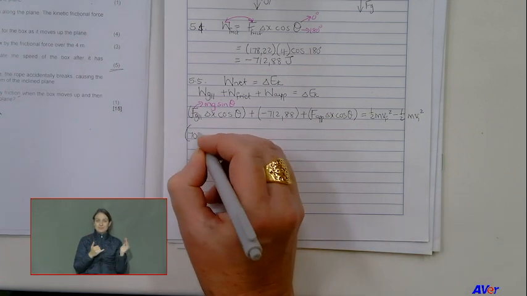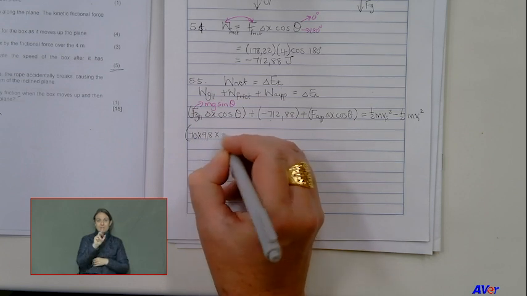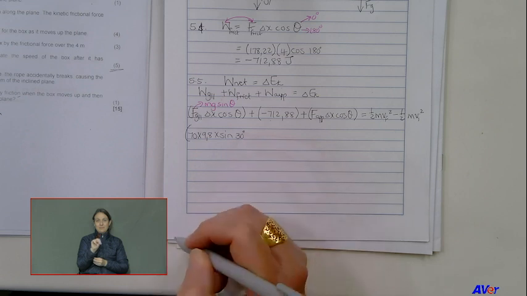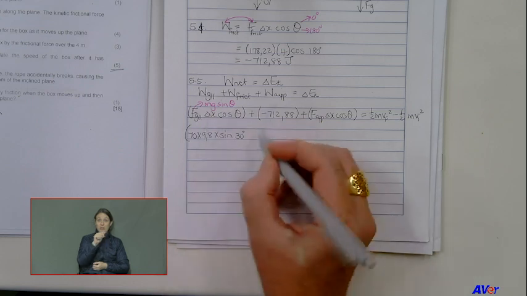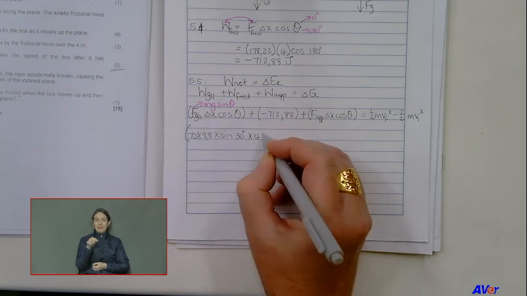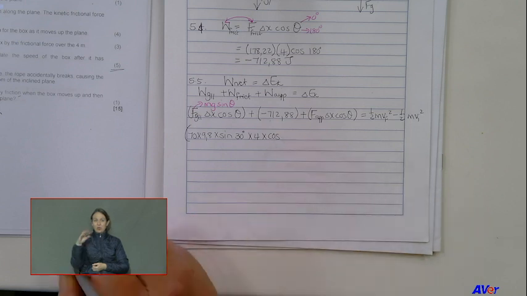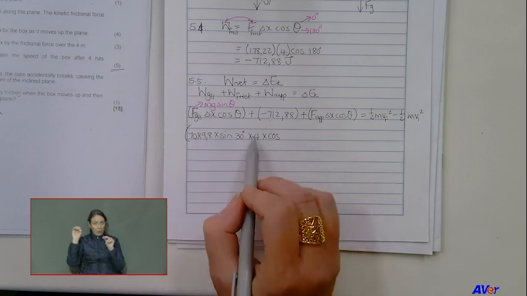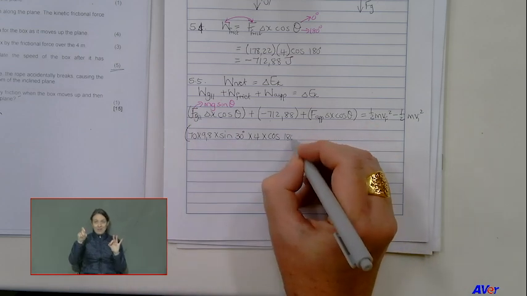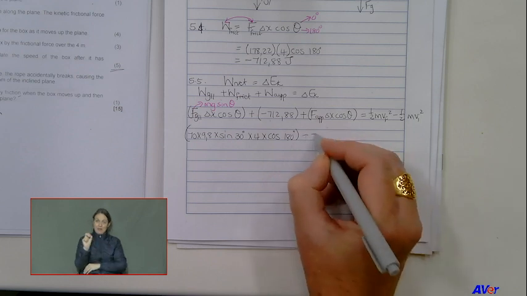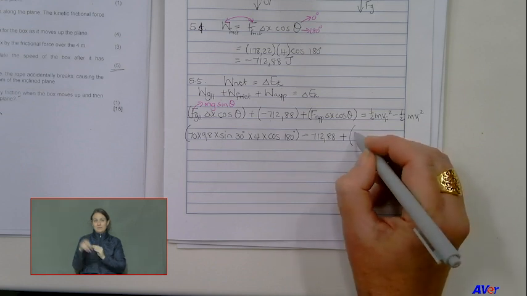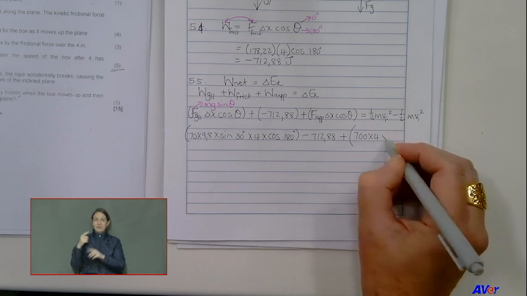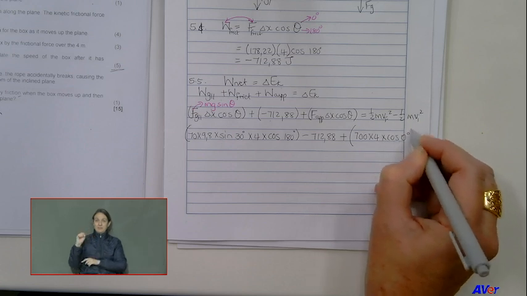It's 70 minus 9,8 minus sine 30 degrees. Okay, now I've only put in Fg parallel. Now I need another delta x, which is 4, and I need cos. And now remember, cos cannot be 30 degrees. It is the angle between F and delta x, which is 180 in this case. Minus 712,88 plus my applied force is 700 times 4 times cos 0 degrees.